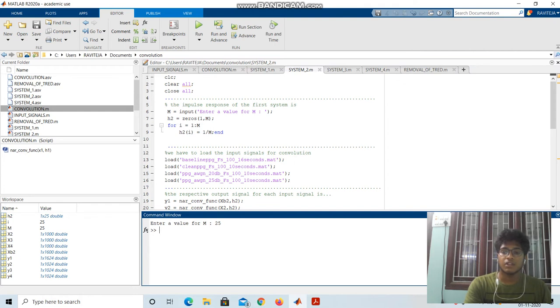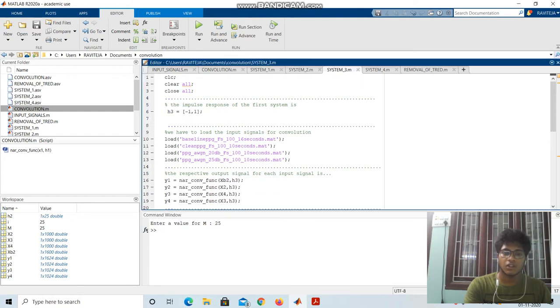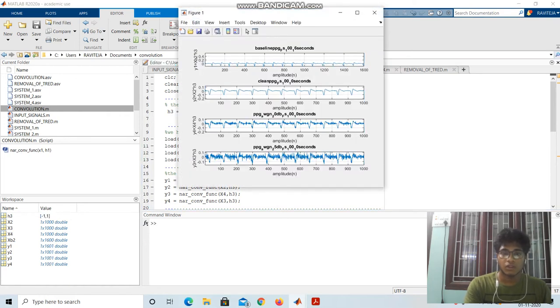In a similar manner, if you perform the convolution operation for system 3, the impulse response of system 3 is -1, 1. So if we run the code, you can see the output signals. The output signals have a great amount of noise. This noise can be removed by the trend removal operation, which we will see later.